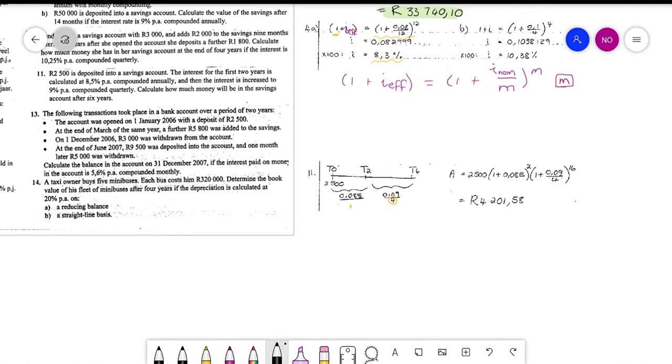Okay, so I'm just going to copy this over for you so that you can just see. You can break this one up again and say, I'm first going to work to T2 and say A is equal to 2,500 times (1 plus 0,085) to the power of 2. You don't have to put it over 1.